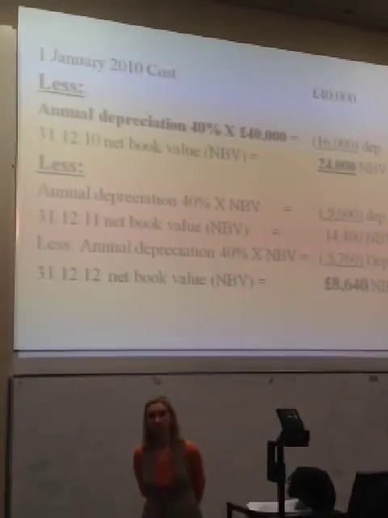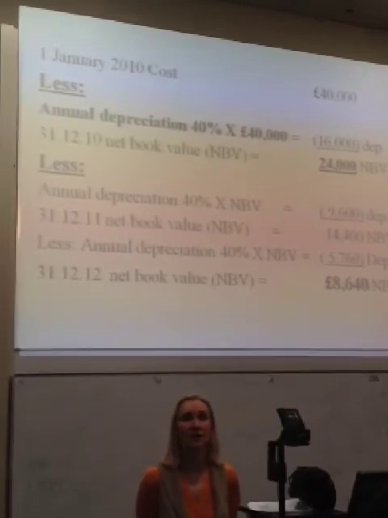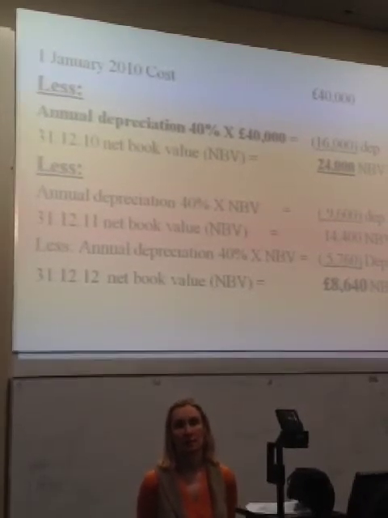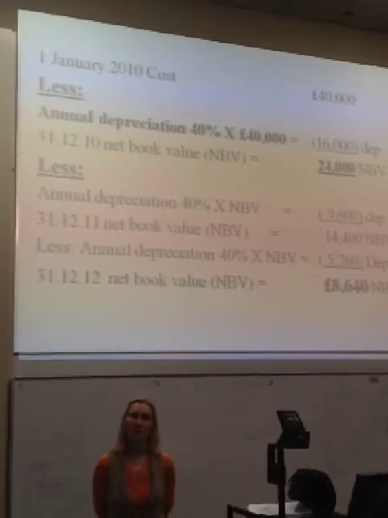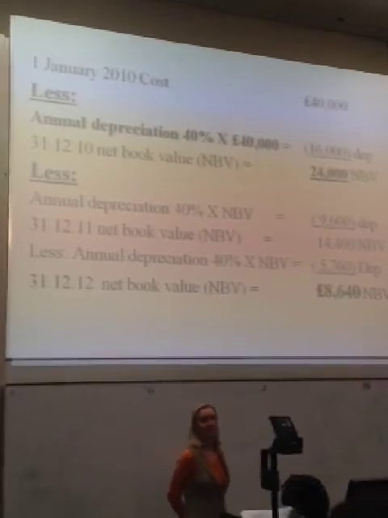Where does the 40% come from? That's just the arbitrary rate that they calculate. So, for example, they're trying to get as near as possible to writing the whole thing off over that many years.